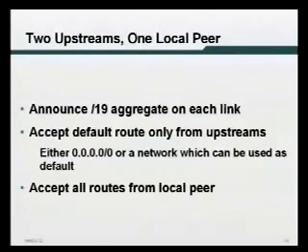Well, it's just a case of taking the same thing as we did before. We announce the /19 aggregate in each link. We accept the default route only from upstreams, from both of them, and accept all routes from the local peer.